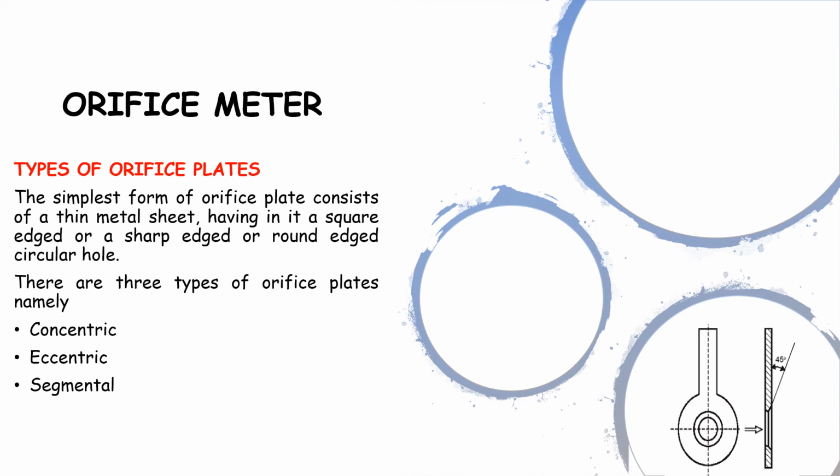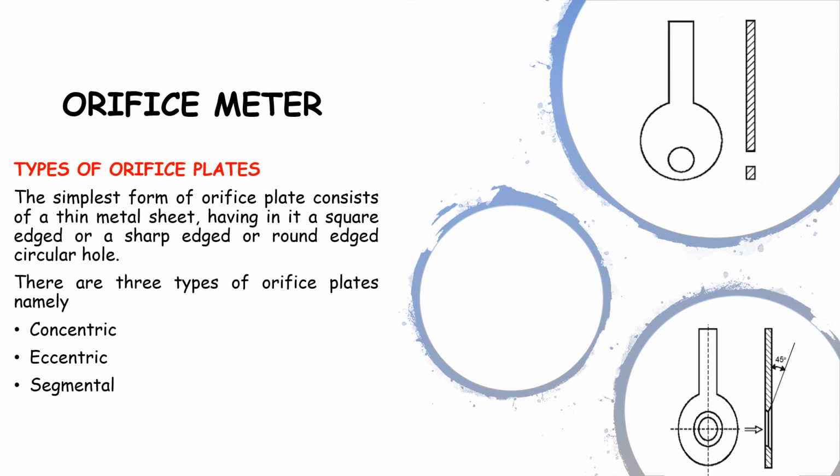The second type is the eccentric, as shown in the diagram. It is a square-edged orifice plate which has a hole located off-center to allow the undesired portions of the fluid to pass through the orifice rather than building up on the upstream face. These are generally used when the process materials contain foreign matter that may block the orifice in the case of a concentric configuration.